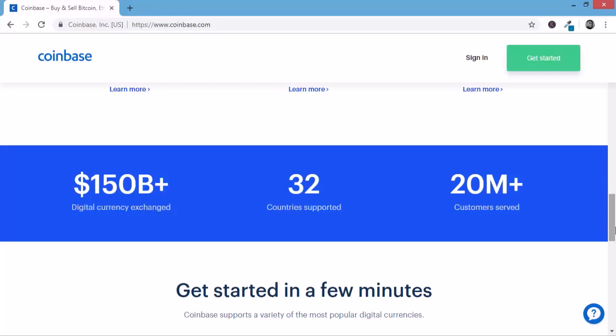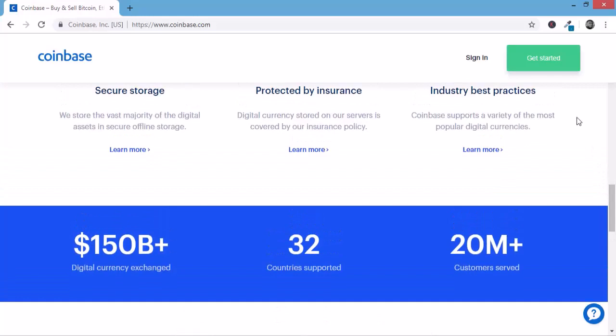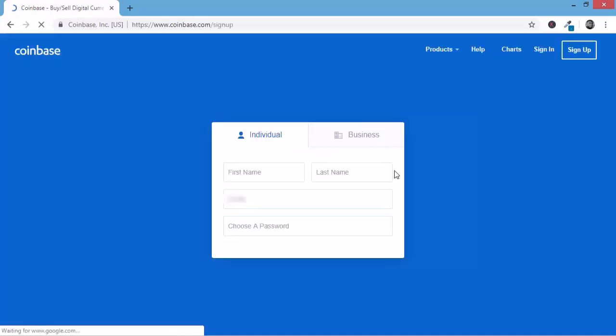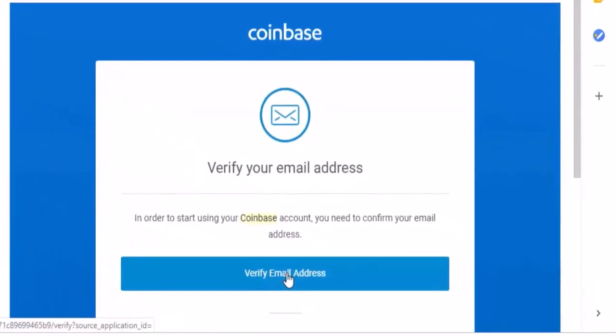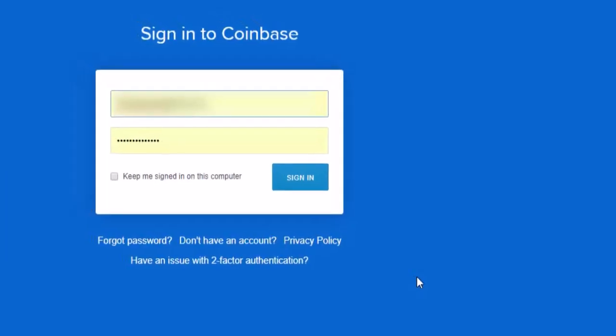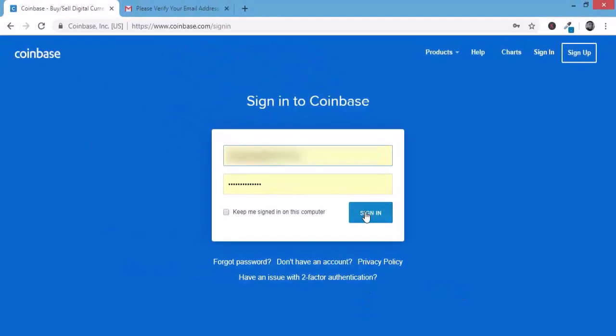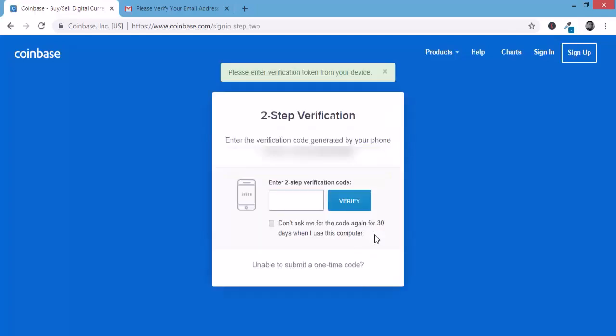Anyone can create an account with this exchange without having to buy Bitcoin beforehand. So when you sign up for a user account by providing basic information, once you've activated your account and gone through the registration process, you should be able to sign into Coinbase using your email and password. And sometimes you may be asked to enter a verification code sent to your mobile phone for security reasons.